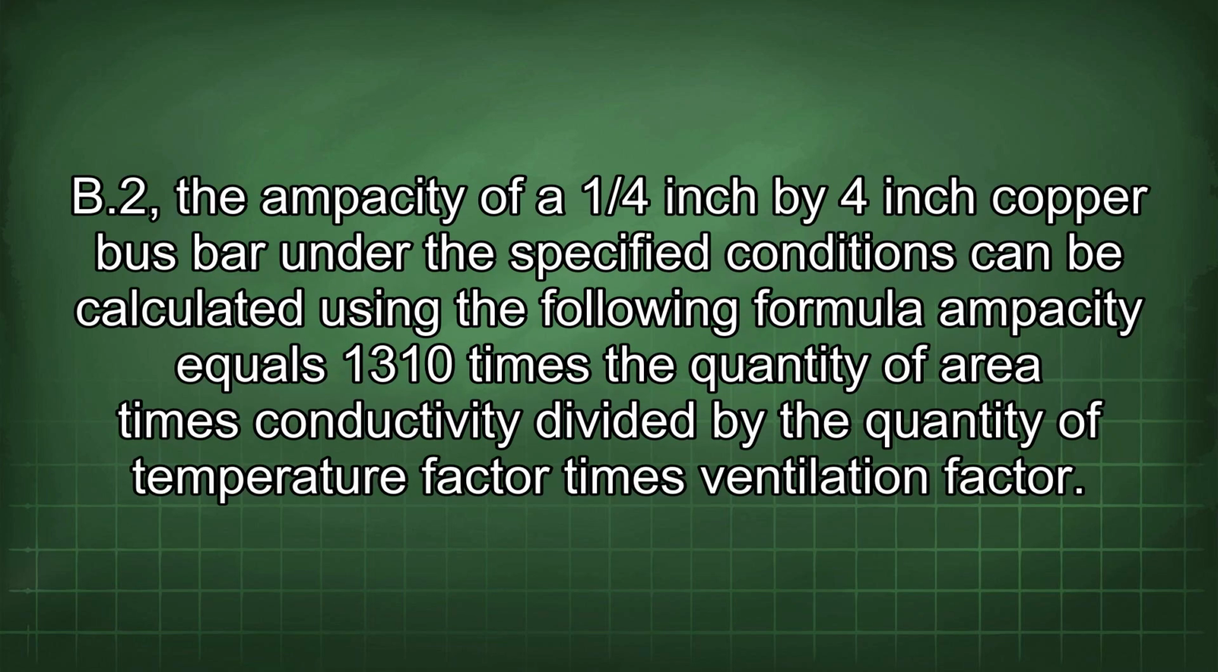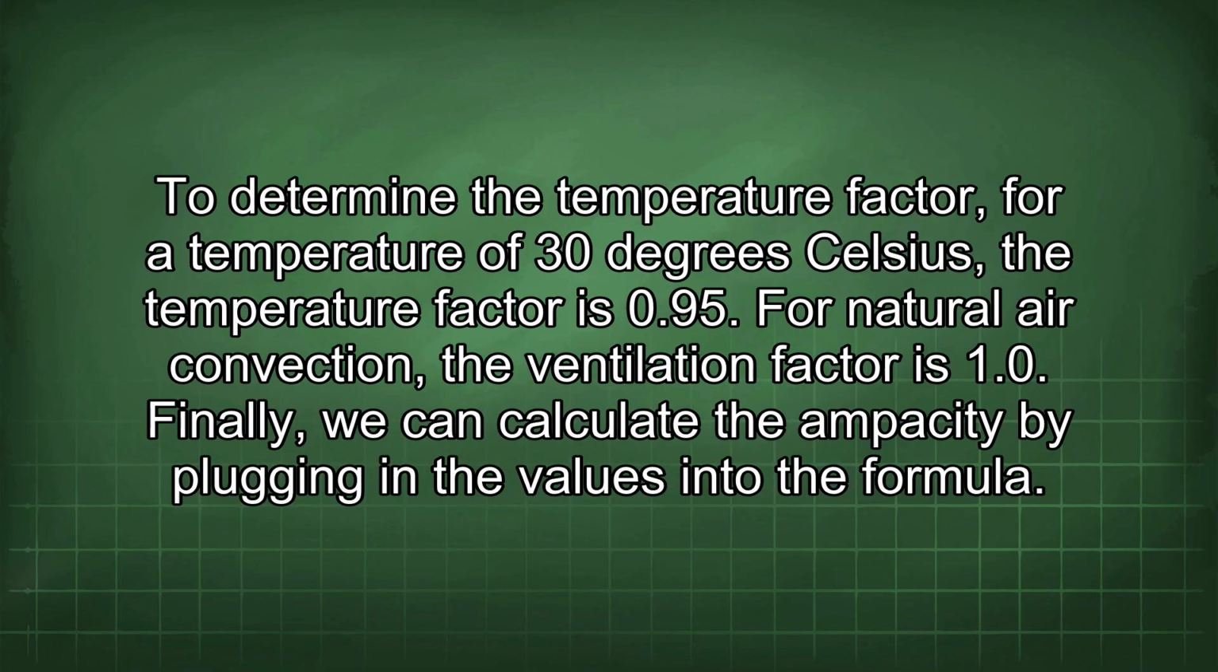B2. The ampacity of a 1/4 inch by 4 inch copper bus bar under the specified conditions can be calculated using the following formula: ampacity equals 1310 times the quantity of area times conductivity, divided by the quantity of temperature factor times ventilation factor. To determine the temperature factor for a temperature of 30 degrees Celsius, the temperature factor is 0.95. For natural air convection, the ventilation factor is 1.0.